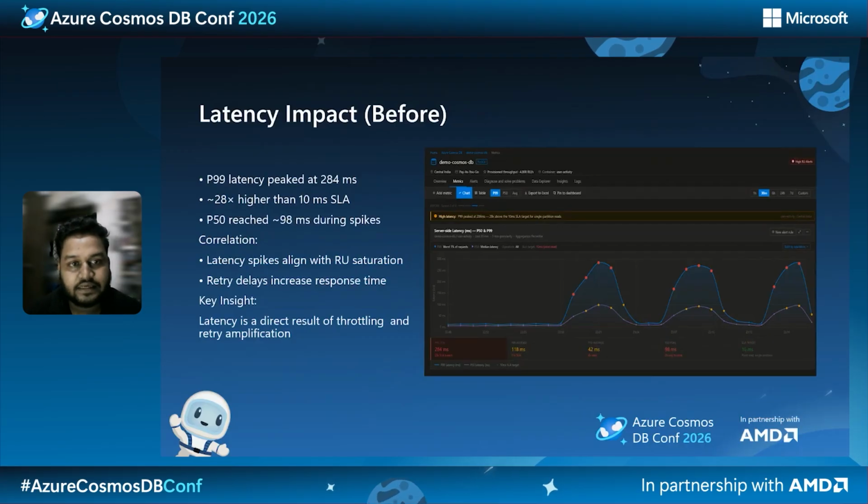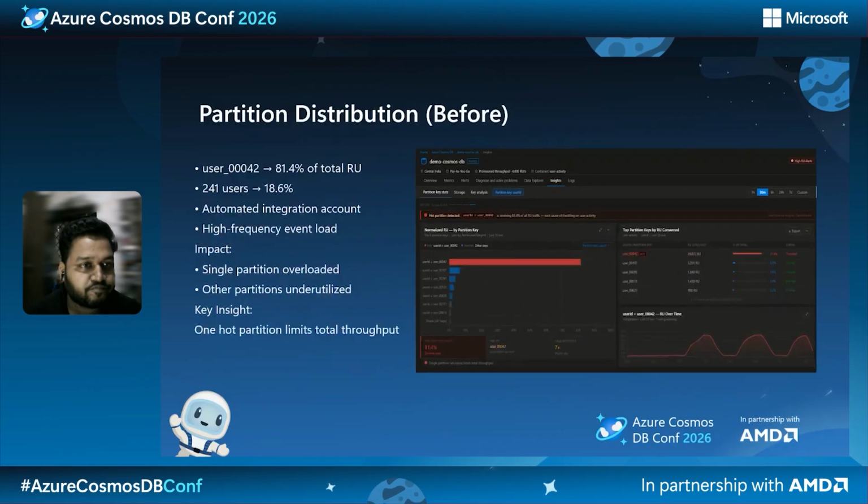Now looking at latency, P99 latency reached 284 milliseconds, which is about 28 times higher than the expected SLA. Even the median latency increased to around 98 milliseconds during peak periods. If you compare this with the RU chart, you'll notice that latency spikes happen at the same time as RU saturation. So this tells us that latency is not an independent issue. It is directly caused by throttling and the read-write behavior we saw earlier.